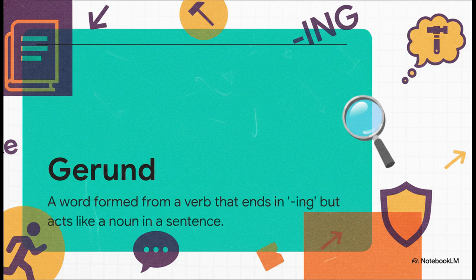And boom, here's our answer. That tricky little word is a gerund. And as you can see, a gerund is basically a word that starts its life as a verb, gets an ing slapped on the end, and then goes around pretending to be a noun. It looks like an action, but it's actually doing a noun's job.